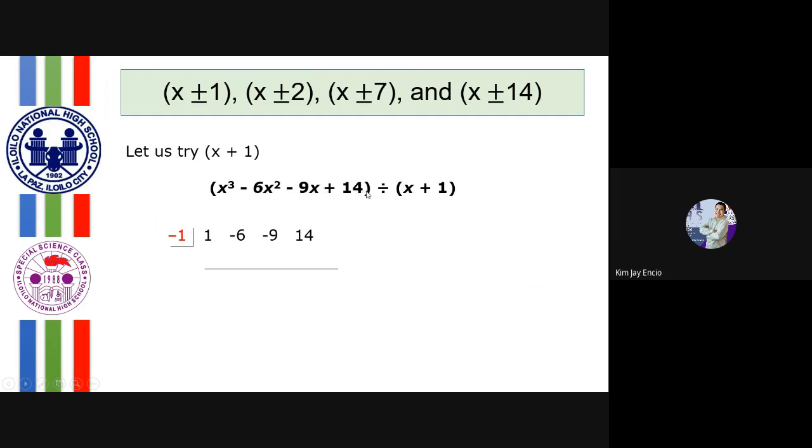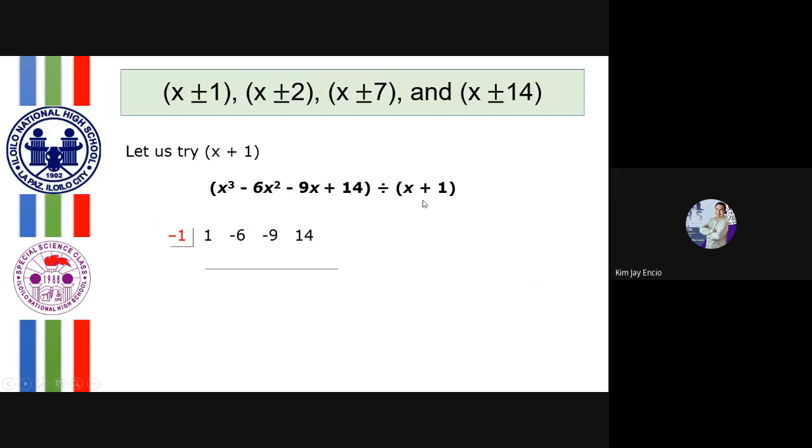And you could see that there are no missing exponents or terms. In terms of degrees, we have 3, 2, 1, 0. And we just copy the coefficients. We have here 1, -6, -9, and 14. And we have here your divisor x plus 1.